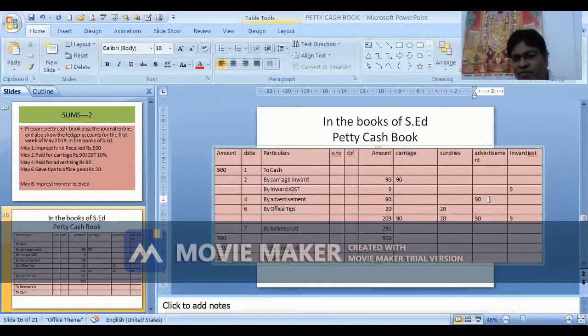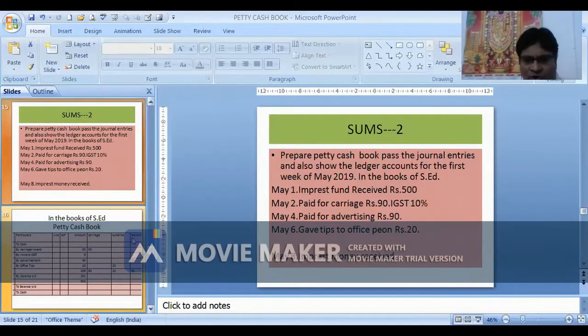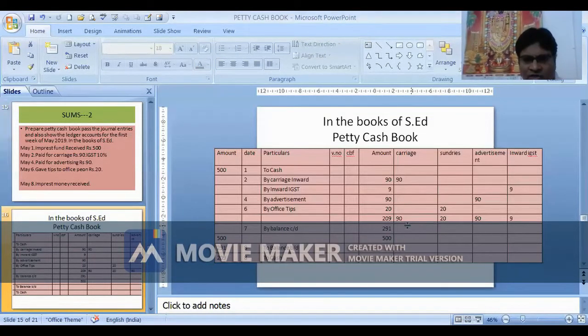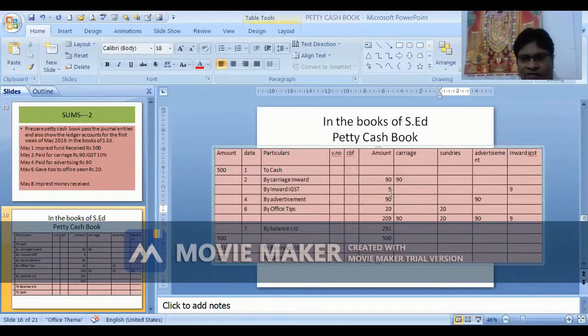And we will be seeing the next statement, that is office tips. Gave tips to office peon, that is 20 rupees on May 6th. So by office tips 20 and sundries, because this expense is not occurring again and again. It is a sometimes non-recurring expense. That's why we write sundries.